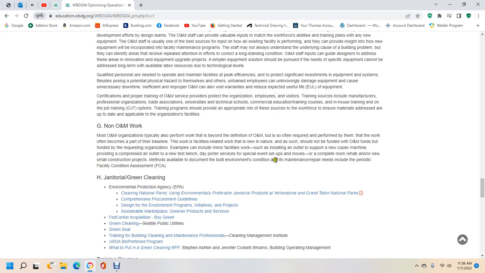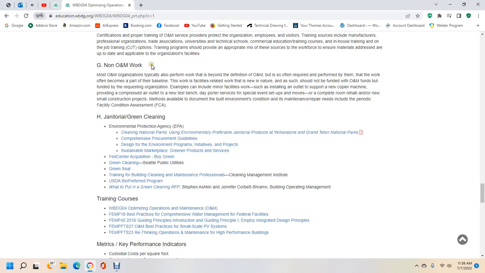Methods available to document environmental conditions and maintenance and repair needs include periodic facility condition exams and assessments.